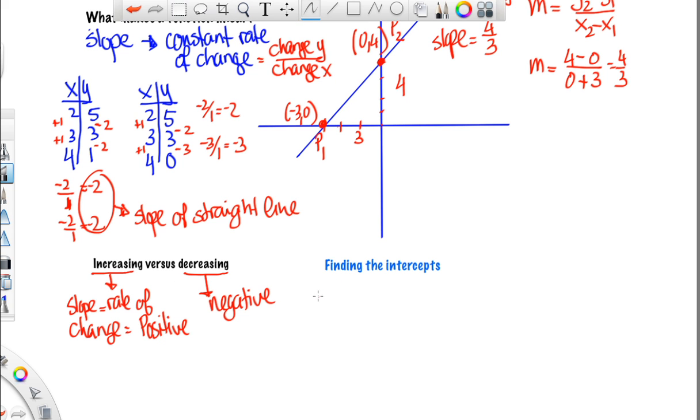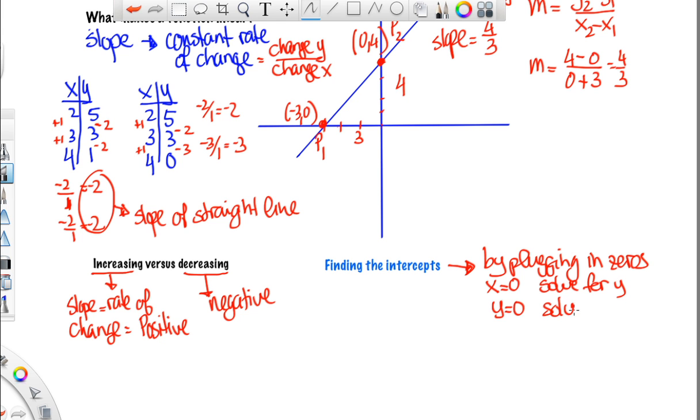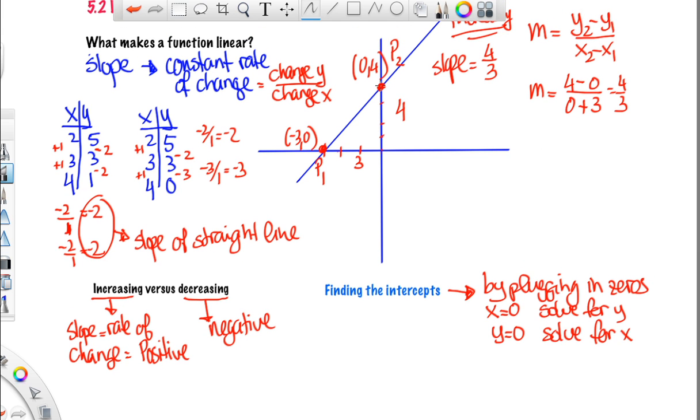How do you find intercepts? Well, we can usually find intercepts by plugging in zeros. One time you use an x of 0 and then you solve for y. And the other time we're going to use y as 0 and you solve for x. The reason that works is because if you look at any intercept, so this is a y-intercept, the x value is always going to be 0 on the y-axis.